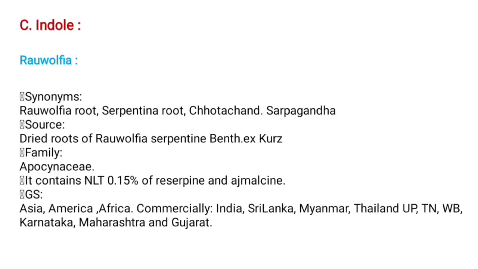Third is indole alkaloids. Example is Rauwolfia. Synonyms: Rauwolfia root, Serpentina root, Chhota Chand, Sarpagandha. Biological source: it is the dried roots of Rauwolfia serpentina Benth. ex Kurz. Family is Apocynaceae. Chemical constituents: it contains not less than 0.15% of reserpine and ajmalicine. Geographical sources: Asia, America, Africa. Commercially cultivated in India, Sri Lanka, Myanmar, Thailand, UP, TN, West Bengal, Karnataka, Maharashtra and Gujarat.